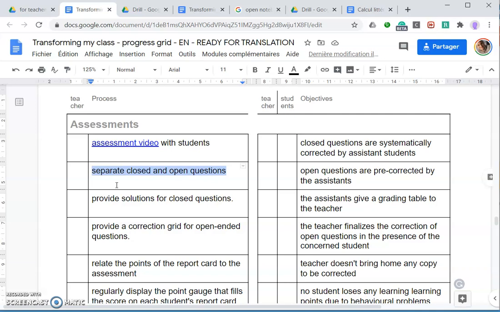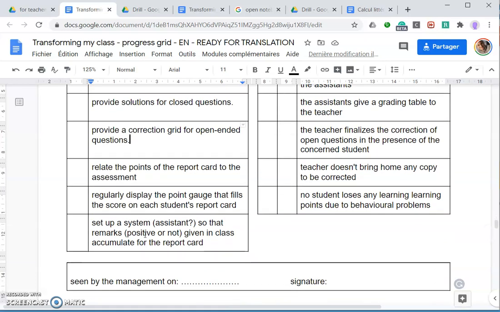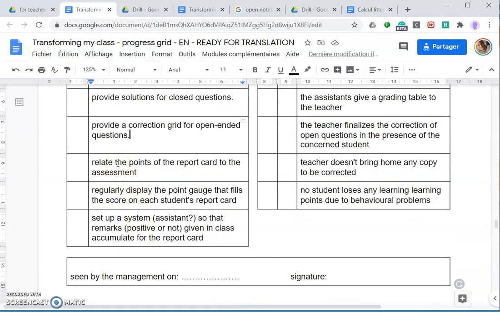Closed questions are easily corrected with the solution being provided. An open question like writing a text about something is much more complex. So you provide solutions for closed questions, and you provide a correction grid for open-ended questions, like for that text: what are the criteria of success, and you list them. Relate the points of the report card to the assessment.